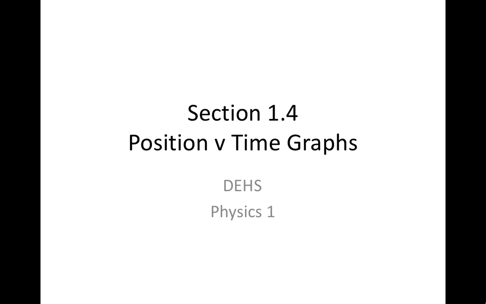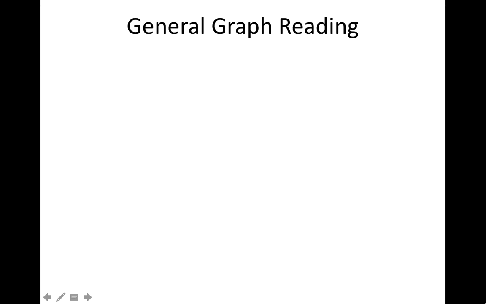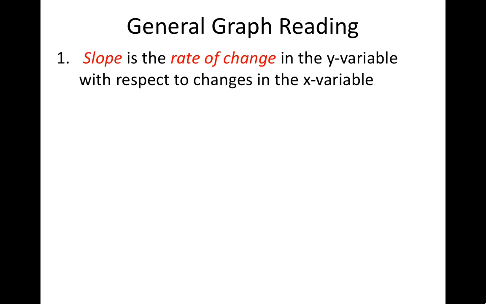In section 1.4, I will discuss how to interpret position versus time graphs. In general, there are three aspects of graphs that you may need to interpret. These aspects include slopes, areas, and intercepts. The slope of a graph will show you the rate of change in the y variable with respect to changes in the x variable.